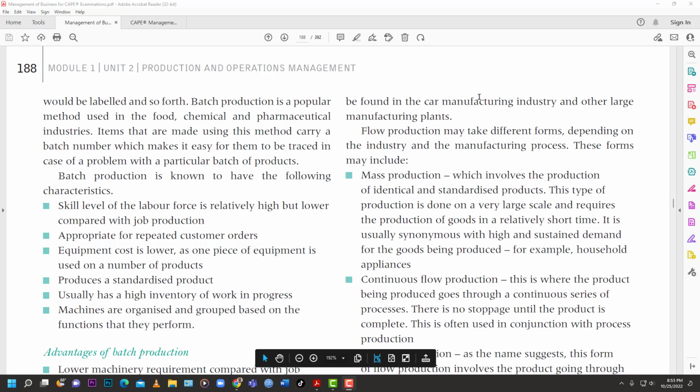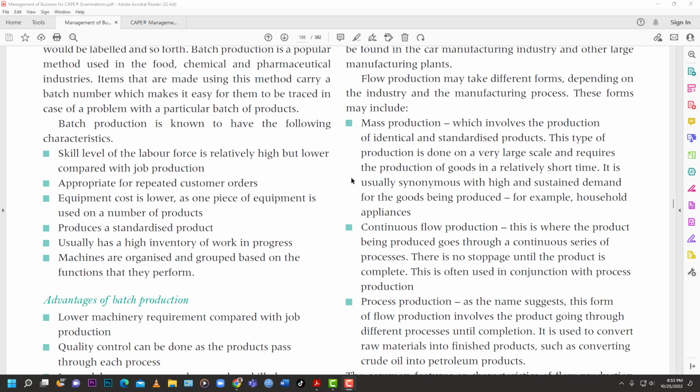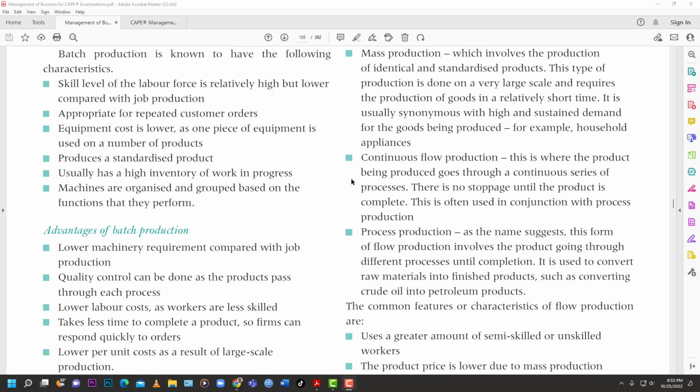So you see the cars going down the assembly line. Let's say all of the Camrys down the line, all of the Corollas down the line, all the RAV4s down the line, right? So that's an example of flow production, the car manufacturing industry. Flow production takes different forms depending on the industry and the manufacturing process. These forms may include mass production, continuous flow production, or process production.